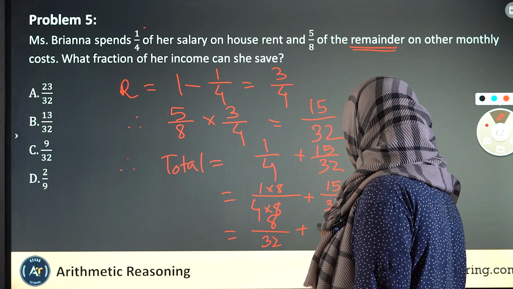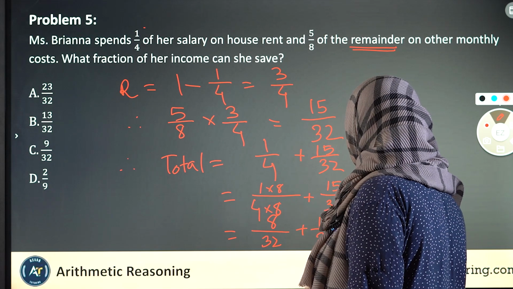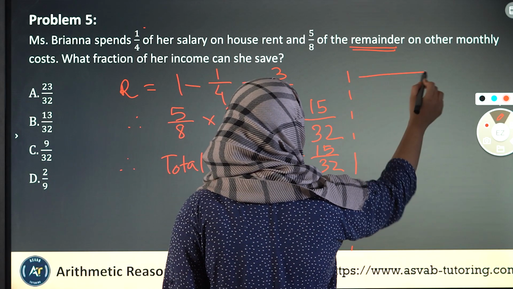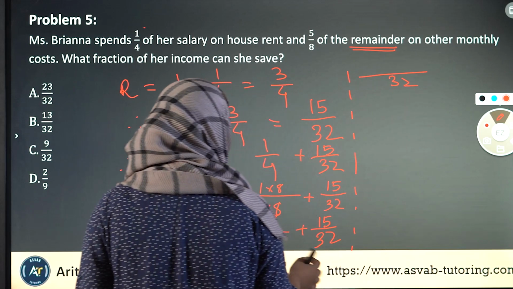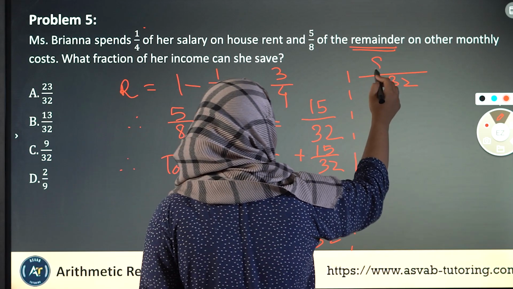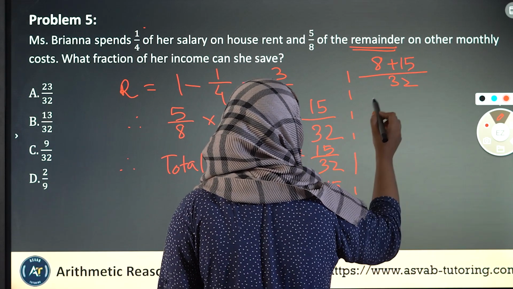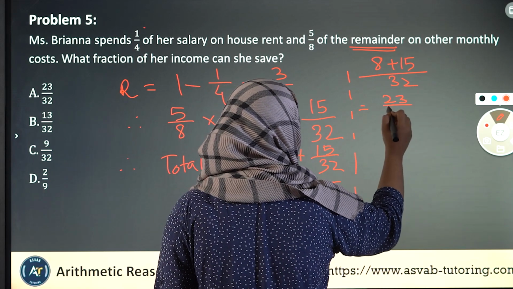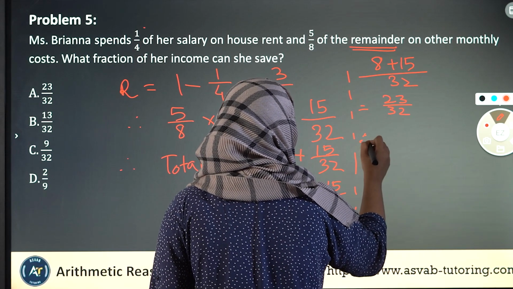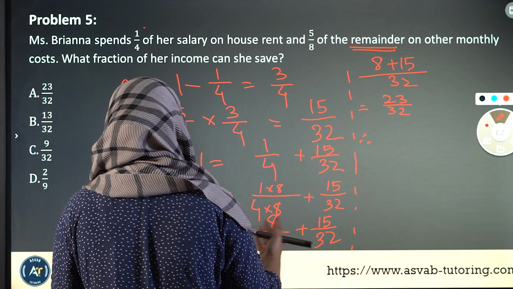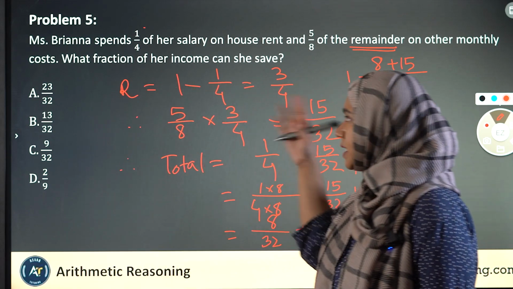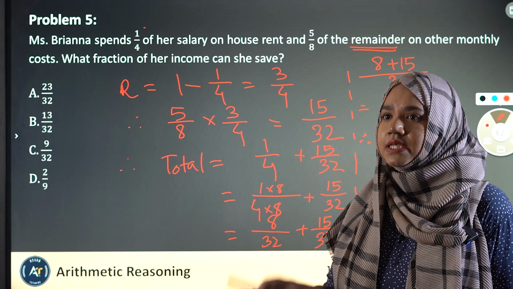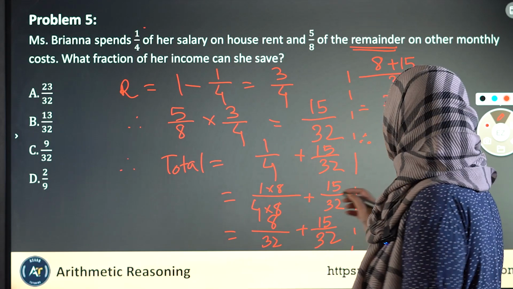It's 8 over here. So I'll continue here, putting the 32 in the bottom. It's going to be 8 and 15 added up over here: 16, 17, 18, 19, 20, 21, 22, 23. So that's 23 over 32 here. However, the question says, what fraction of her income can she save? We know that because we're working with fractions here, even if you work with probabilities, the total of anything is always 1, okay?